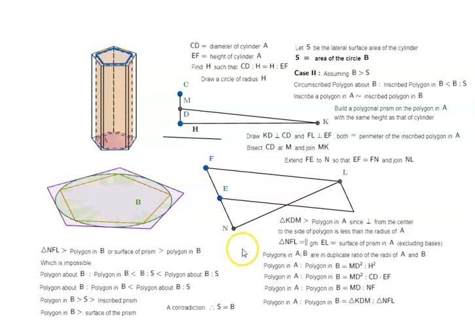So we have proved that the curved surface area, or what I have been calling lateral surface area, of the cylinder is equal to the area of a circle whose radius is the mean proportional between the height of the cylinder and the diameter of the cylinder. So that is proposition number 13 of the works of Archimedes, specifically book 1 of On the Sphere and Cylinder.